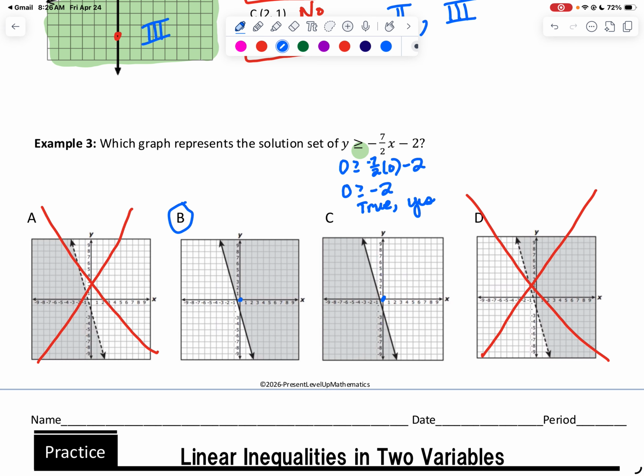And that concludes today's lesson, graphing inequalities in two variables.